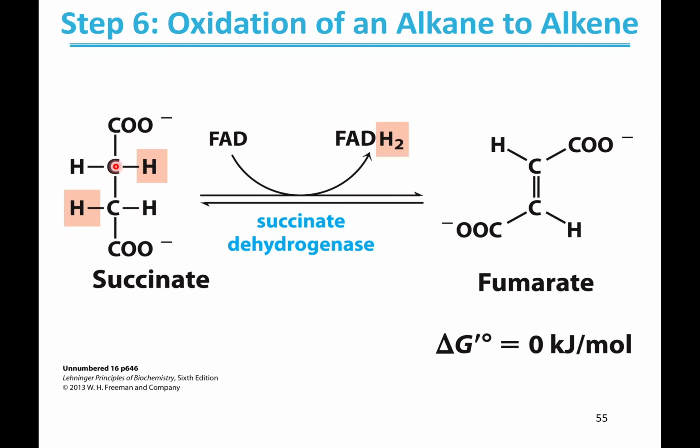It's an alkane, so all carbon-carbon single bonds. Succinate dehydrogenase will form a double bond between the two middle carbons here. So you're removing the hydride and a proton, and you're forming a double bond, and you're reducing FAD to FADH2.